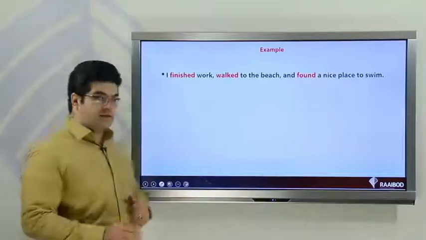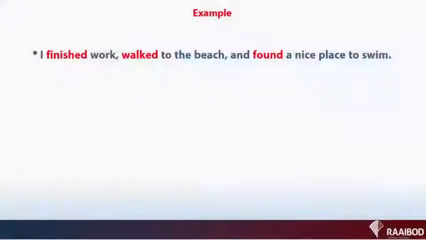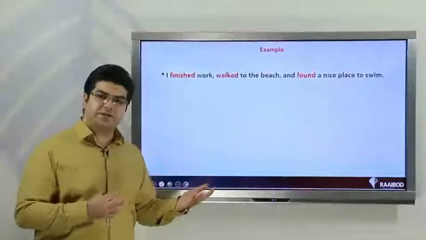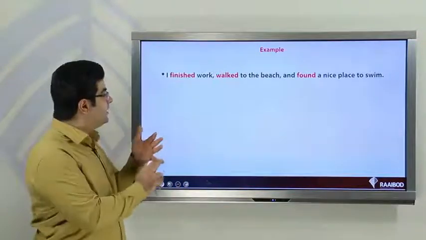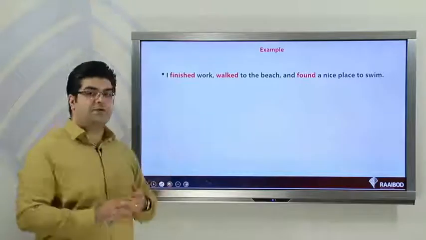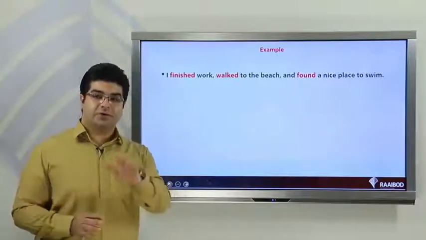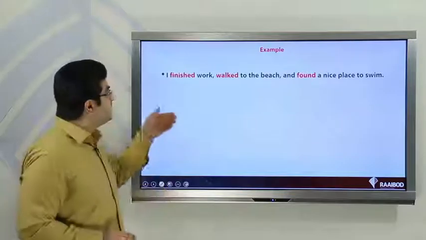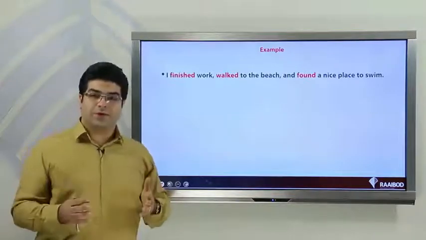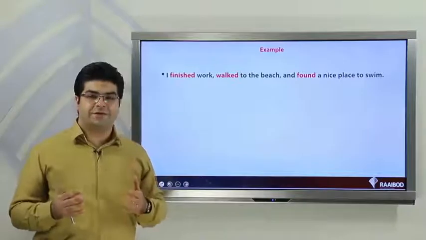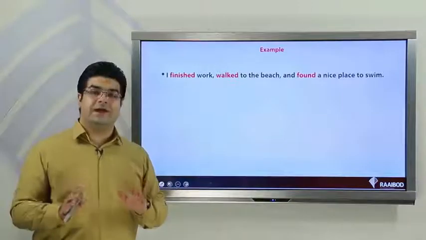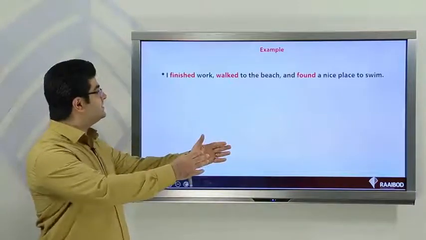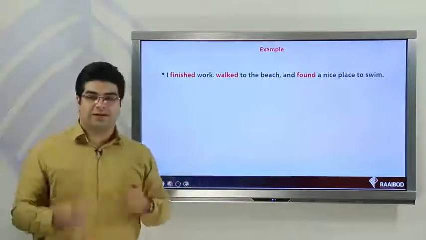Like this. I finished work, walked to the beach, and found a nice place to swim. It's a piece of a story, part of a bigger story. Some things happened: finished, walked, and found. They're all in simple past, and you can do this too. And remember, I'm listing them. It's a story again, I'm telling you. You don't have to include then, or after that, or next. This is enough to list verbs in the simple past to show you're telling a story.